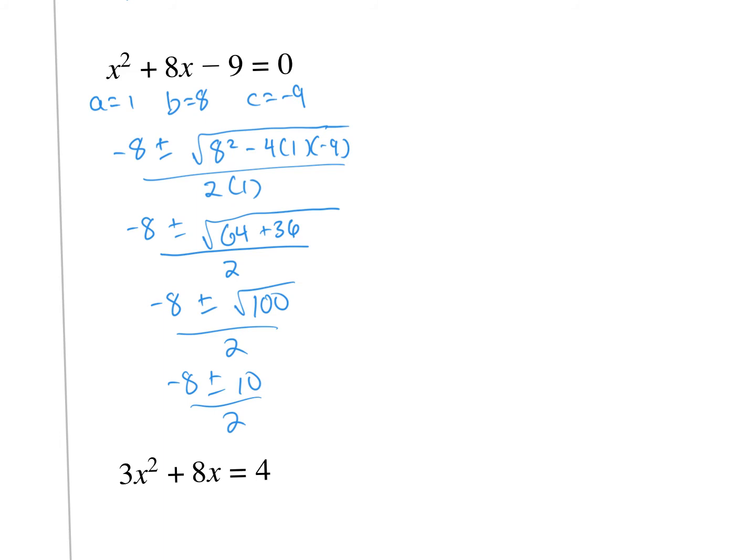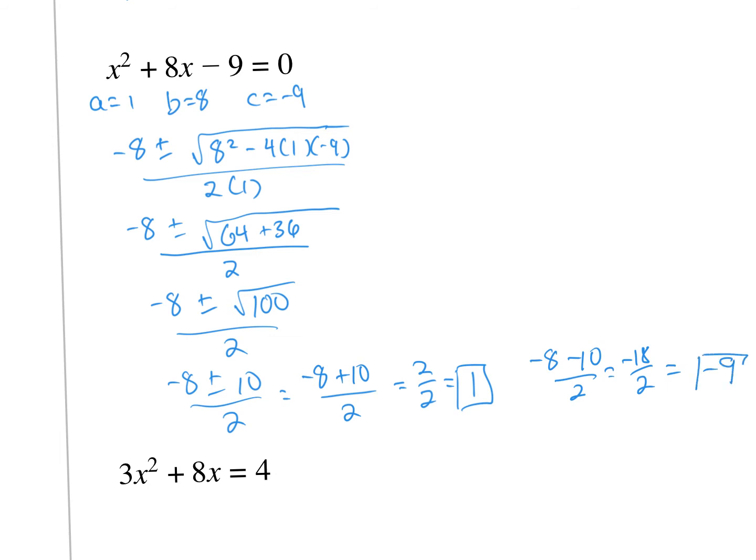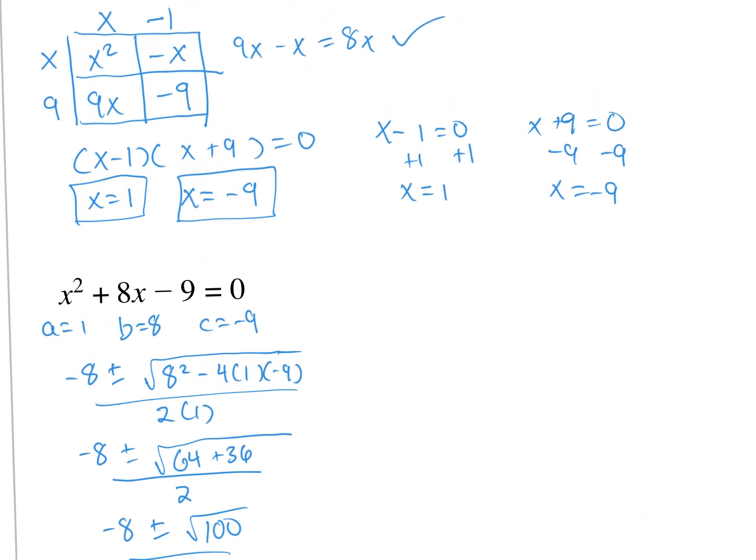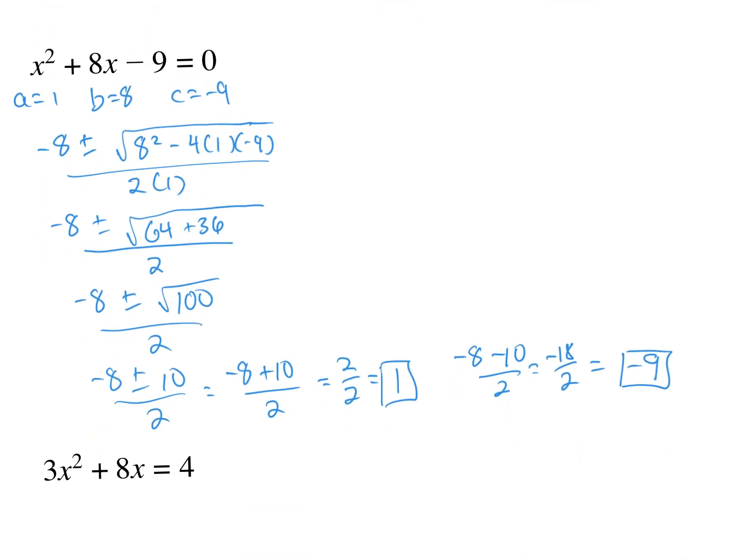So I'm just going to plug these two into the calculator. The first one would be negative 8 plus 10, divided by 2. Negative 8 plus 10 gives me positive 2. Divide that by 2, that's positive 1. The other answer being negative 8 minus 10, divided by 2, that is negative 18 divided by 2, that is negative 9. And I notice here, quadratic formula and factoring give me the same answer of 1 and negative 9.